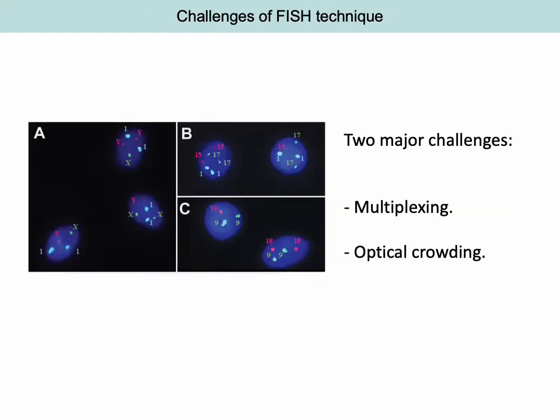The two major challenges are multiplexing and optical crowding. One of the major limits of the microscope is that there are only limited available colors. On a typical confocal microscope, we have around 4 or 5 different colors you can neatly distinguish. However, when you look at a really dense dot of the 4 or 5 colors, sometimes it's really hard to tell which color is which.